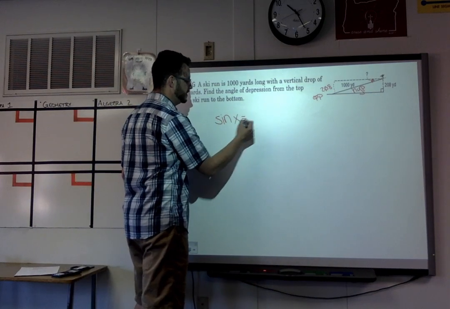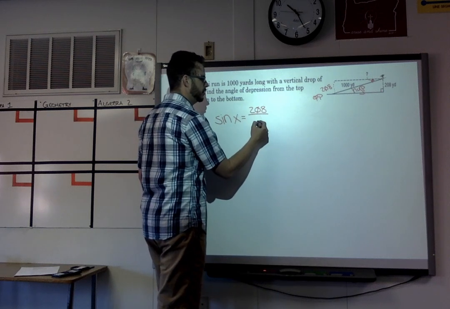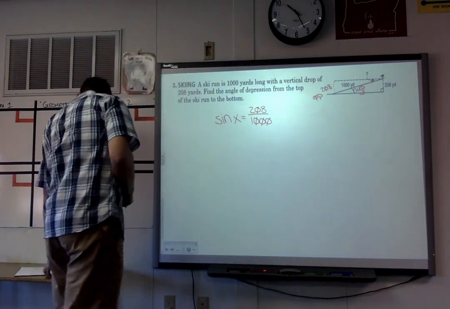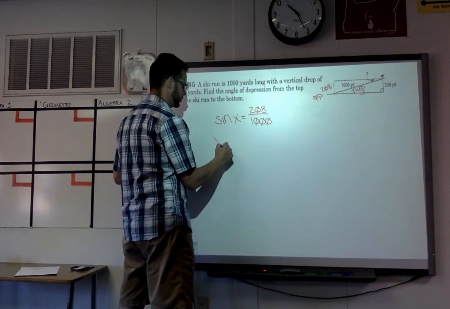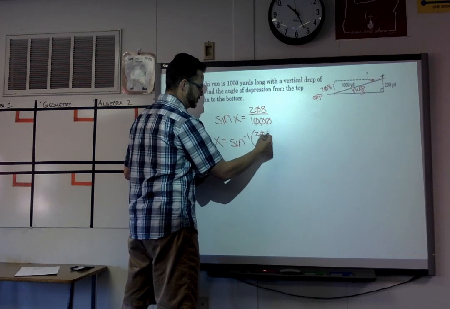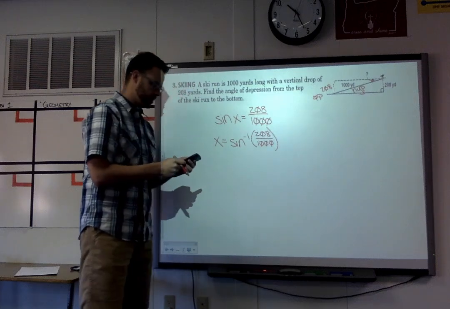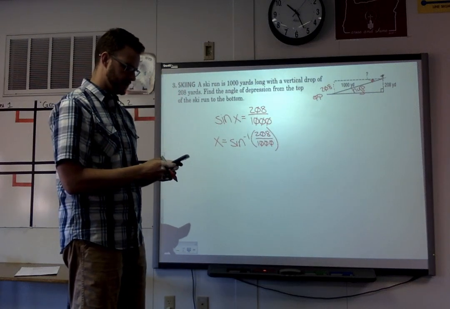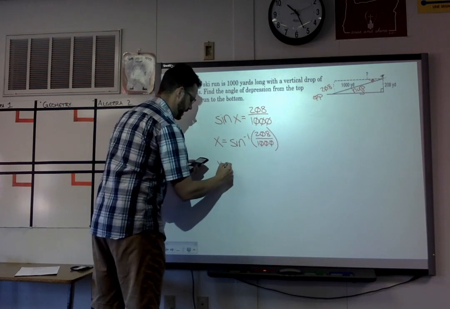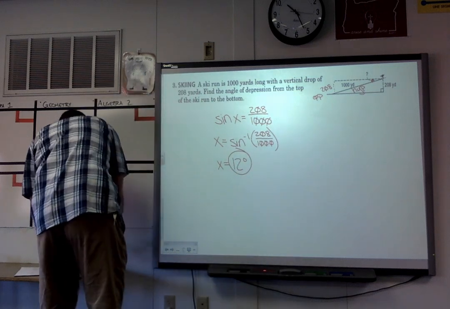I would say the sine of x is equal to the opposite, which is 208, over the hypotenuse, which is 1,000. Then again, just like last time, this would become x equals the inverse sine of 208 over 1,000. So I'm going to go ahead and plug that into my calculator. And that's going to give me an angle measure of 12 degrees.